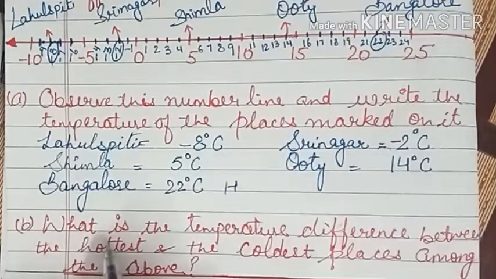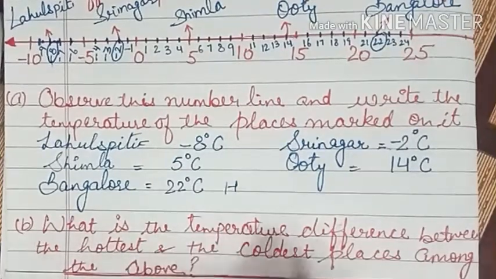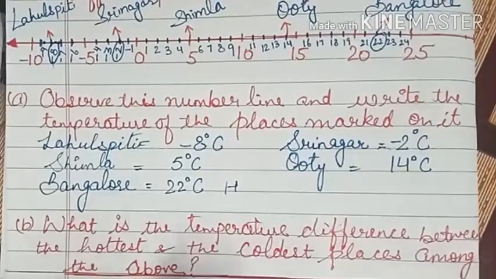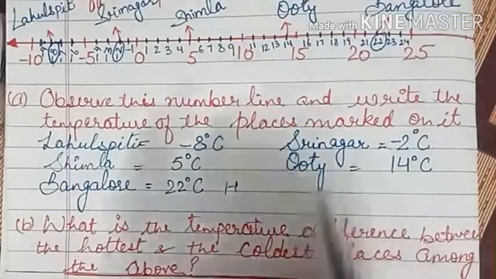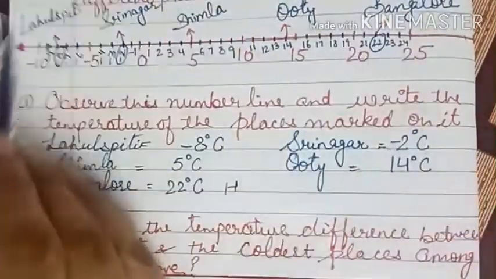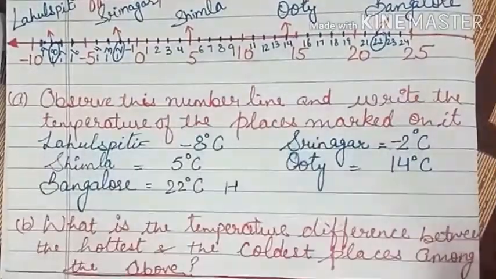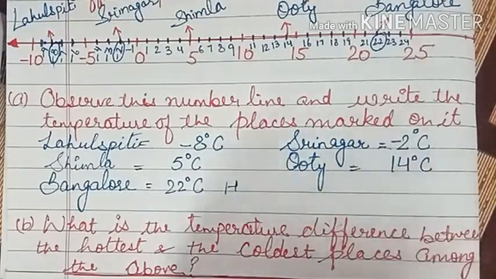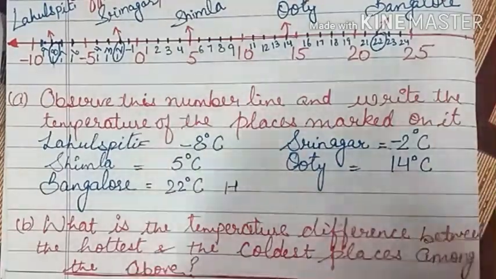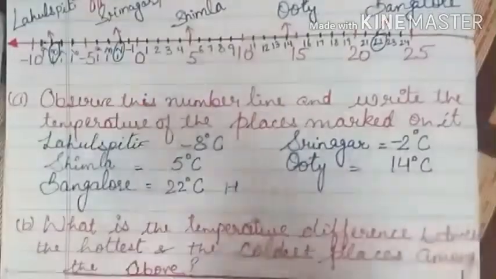Let's come to B part. What is the temperature difference between the hottest and the coldest places among the above? That means among these places, with the help of number line we will find which place is the hottest and which place is the coldest. Then we will find the difference of temperature of those places.